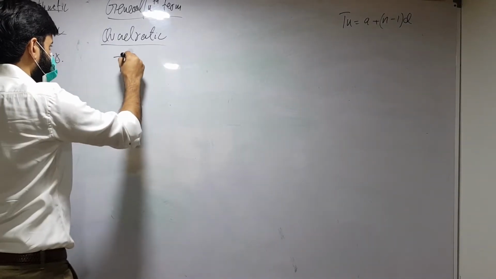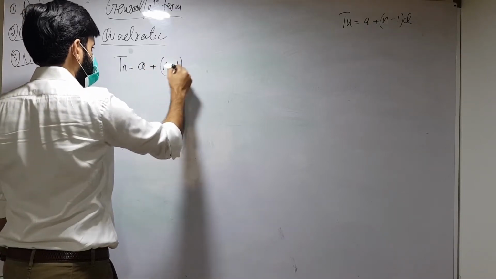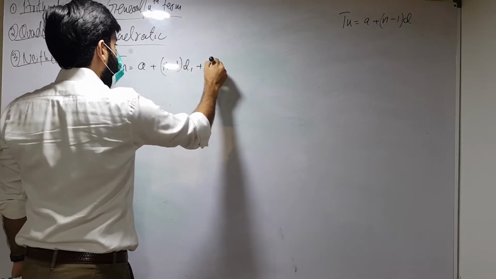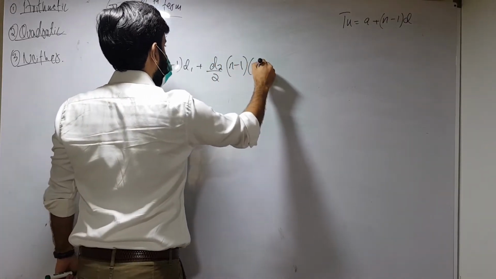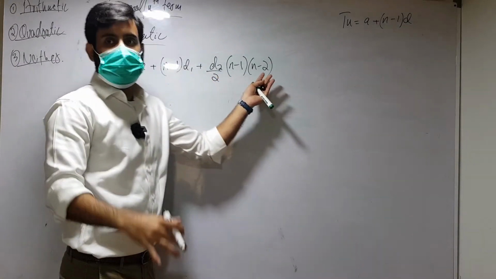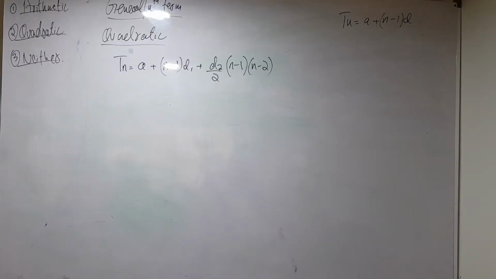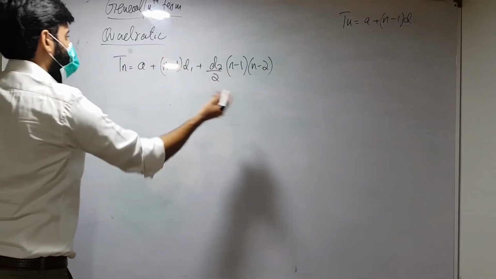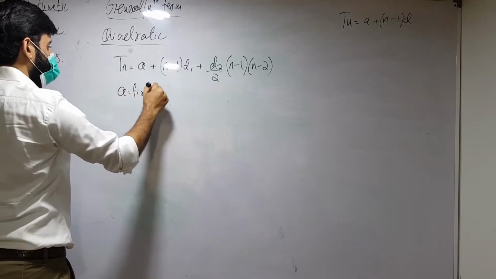So here's the formula. Tn equals A plus (n minus 1) d1 plus d2 upon 2 (n minus 1)(n minus 2). Either you can memorize this, the expanded version, or the factorized version. That's up to you. Now, what's A and what's d1 and what's d2? Let's figure that out. A is still the first term.